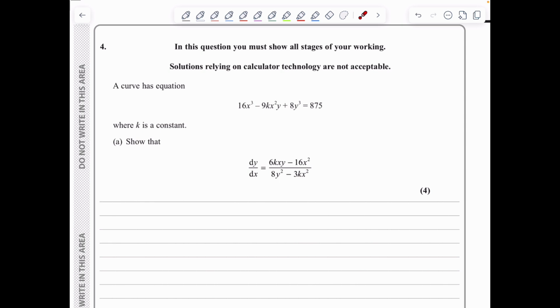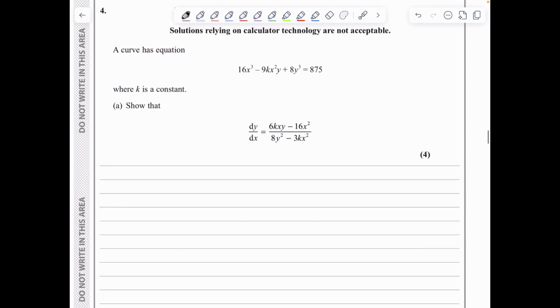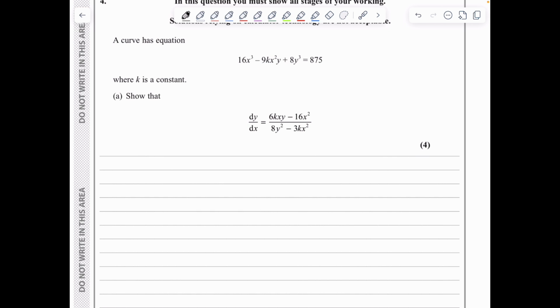In question 4, we've got the curve with this equation here, where k is a constant, and we need to obtain an expression for dy/dx. This is a question involving implicit differentiation, so we differentiate from left to right. We apply all rules of differentiation as usual. If we happen to be differentiating a term in y, we put a dy/dx term as well. So the derivative of 16x cubed is going to be 48x squared.